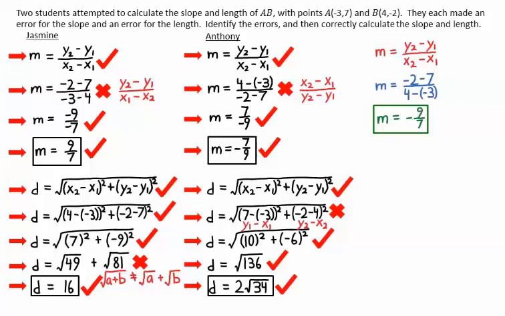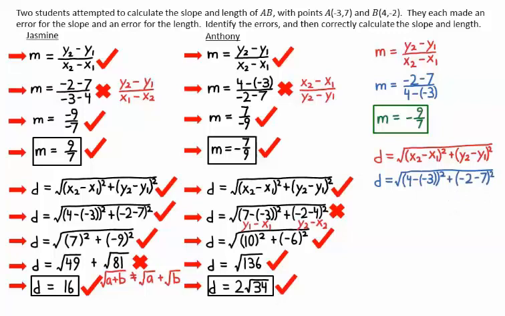Now, to find the distance correctly, just as the others did, we have to use the distance formula. Just as was done by Jasmine, we take x2 minus x1 all squared, which is 4 minus negative 3 squared, and y2 minus y1 squared, which is negative 2 minus 7 all squared. This is then equal to the square root of 7 squared plus negative 9 squared.